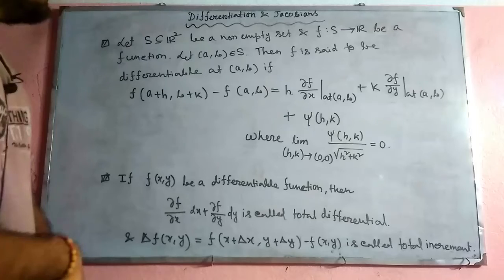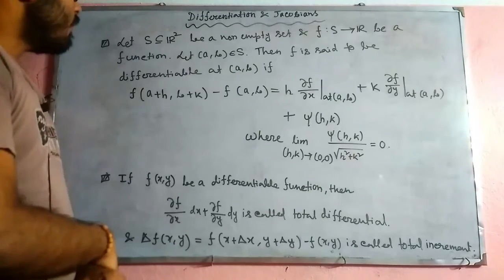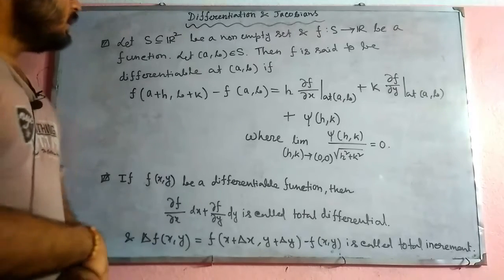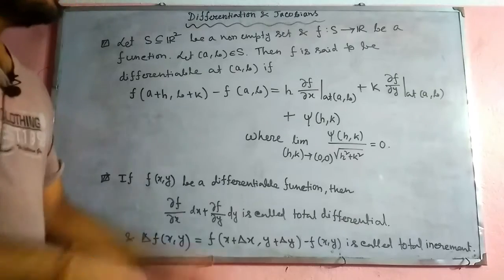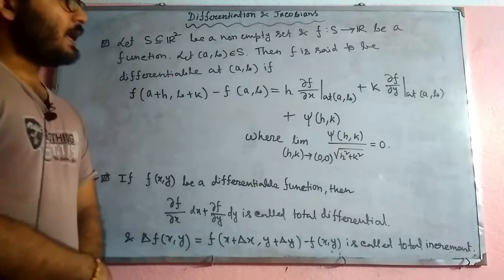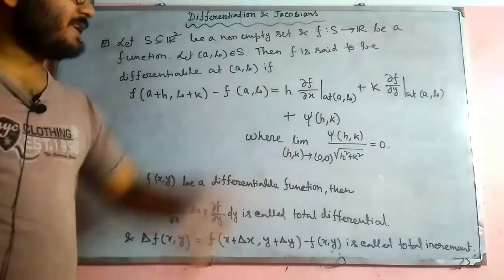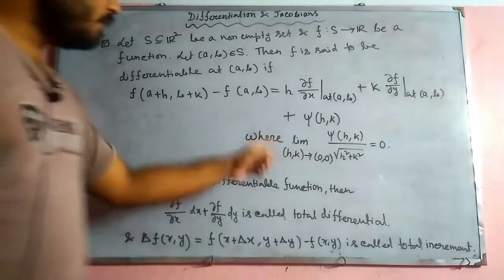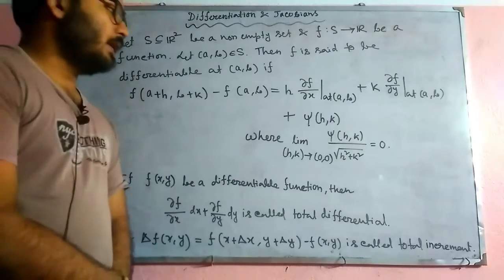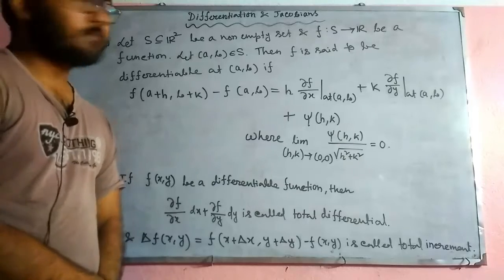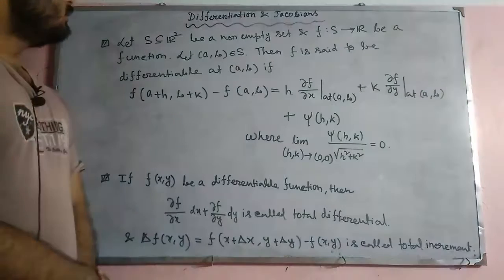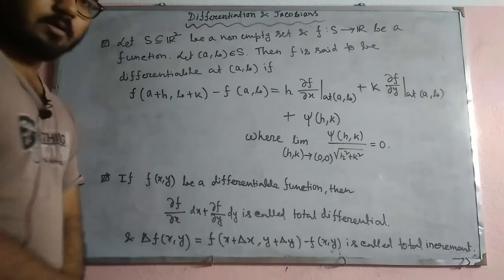Now, if we have to determine whether a function is differentiable at a point or not, then we have to determine the partial derivatives at that particular point, and we have to find a function ξ(h,k) such that the limit as (h,k) tends to (0,0) of ξ(h,k)/√(h²+k²) equals 0. Okay. Now I will do some problems on differentiation, so the concept will be clear.